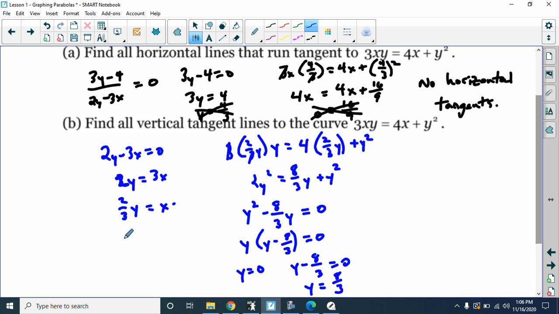So if I plug in 0 for y, I get x equals 0. So we have a vertical tangent line at the point 0, 0. The vertical tangent line, the equation, is going to be x equals 0. And if I plug in 8/3 there, I get x equals 16 over 9.